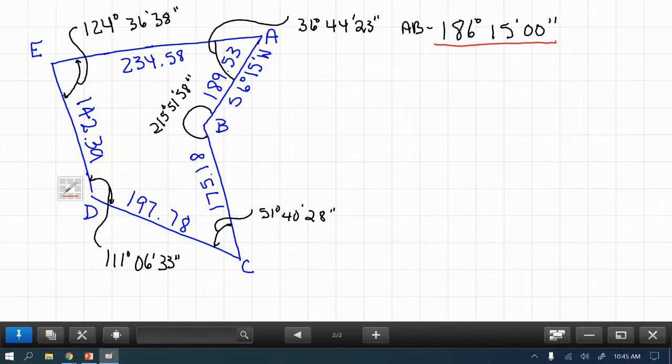All right, how do I get the back azimuth for B to A? It's greater than 180, so we subtract 180. So I'm now back at my 6 degrees, 15 minutes.